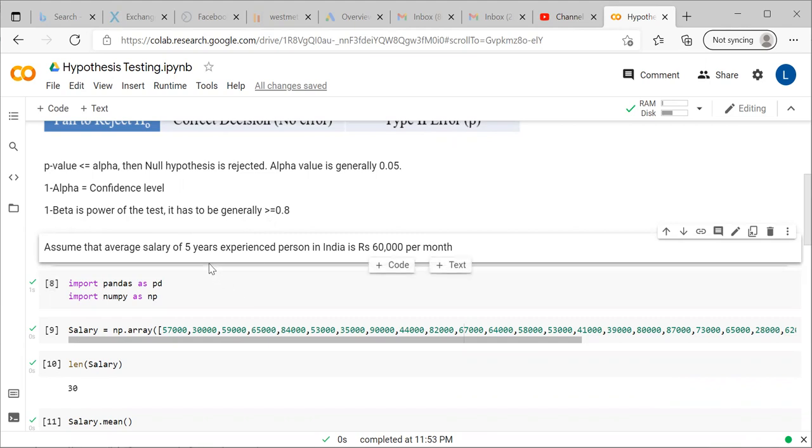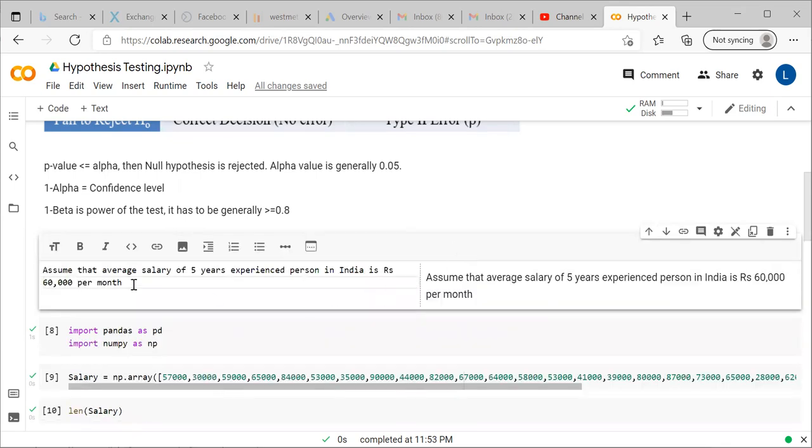So now we will go ahead. If you want a better idea, Google it and try to understand the theoretical concept. Now I will go ahead with one of the cases. Let us assume that the average salary of a 5 years experienced person in India is rupees 60,000 per month. This is an assumption.